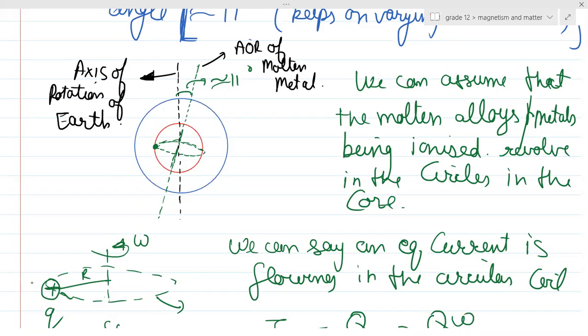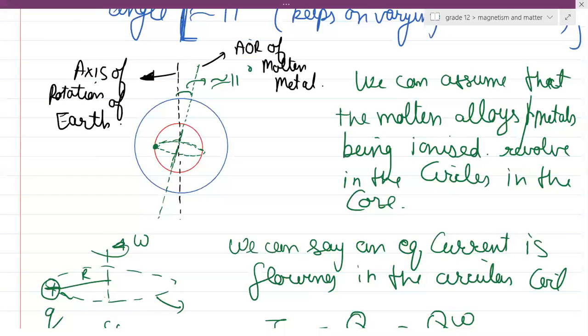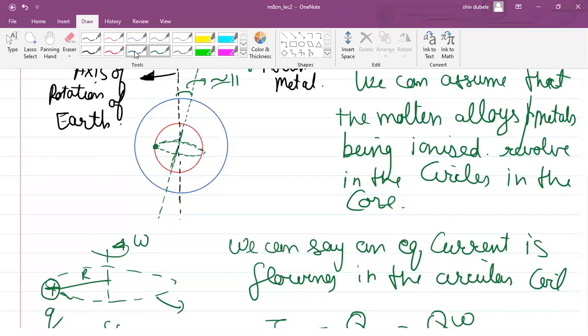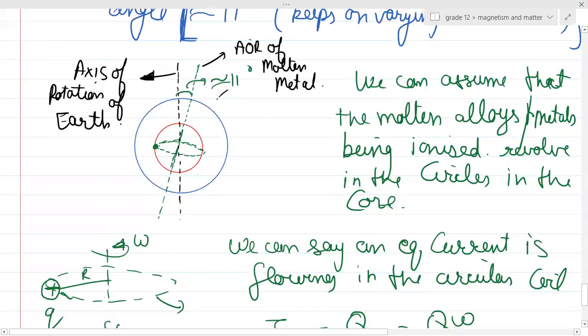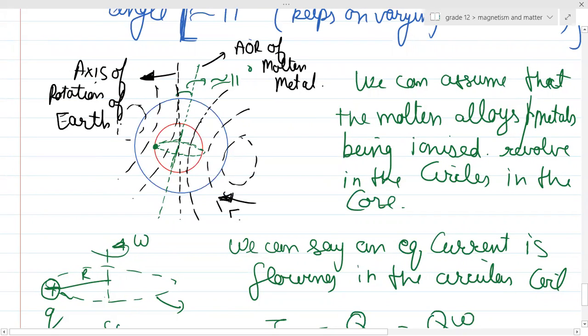So we can assume there is an equivalent current flowing, and that is what is responsible for the production of the magnetic field. Due to this equivalent current, a magnetic field is produced inside Earth, and I'll draw that magnetic field. It looks somewhat like this. Are you getting my point? This is basically the cause of Earth's magnetic field.